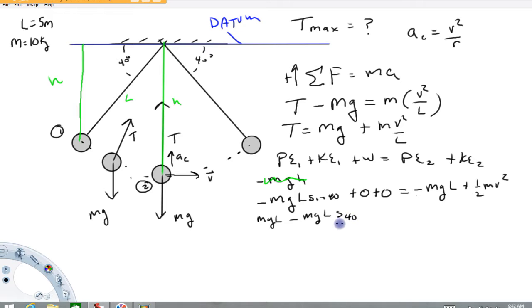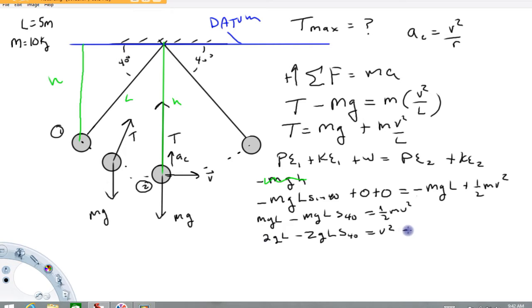It's my shorthand for sine 40, equals 1/2 mv squared. Now you notice there's a mass in each term, and I can multiply both sides by 2. So the next line is going to read 2gl minus 2gl sine 40 equals v squared. So now, anywhere we see a v squared, we can put this.